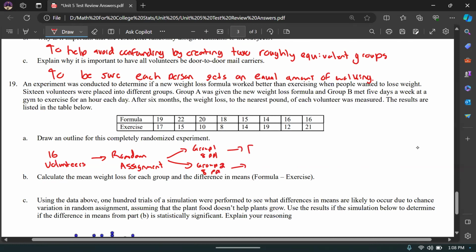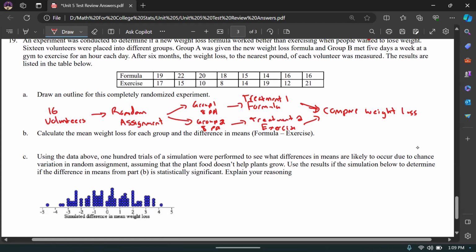Group one will be the formula treatment. Group two will be the second treatment. They will do the exercise. And then in the end, we compare results. Compare what specifically? Compare weight loss. All right. Calculate the mean weight loss for each group and the difference in means.